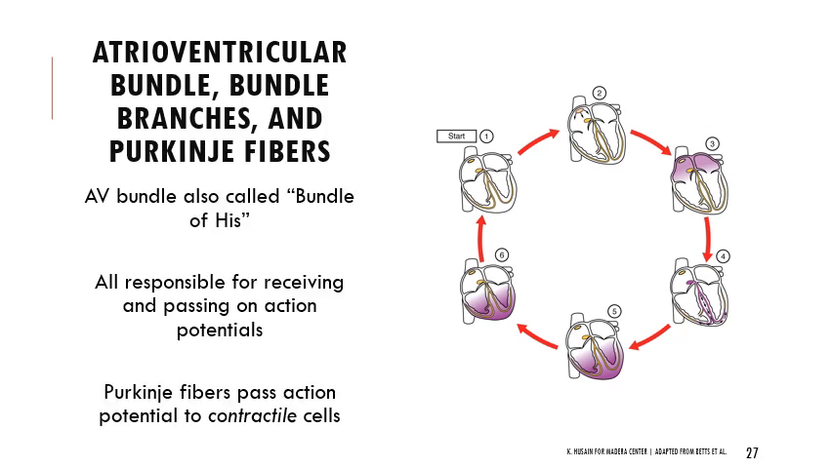Then we have the atrioventricular bundle, the bundle branches, and the Purkinje fibers. Keep in mind that the AV bundle is also called the bundle of His. That's another term for it. All of these are responsible for receiving that action potential and then passing it on to the next step. The Purkinje fibers pass that action potential on to contractile cells. That's when you're getting to the ventricles where you have this big contraction taking place.